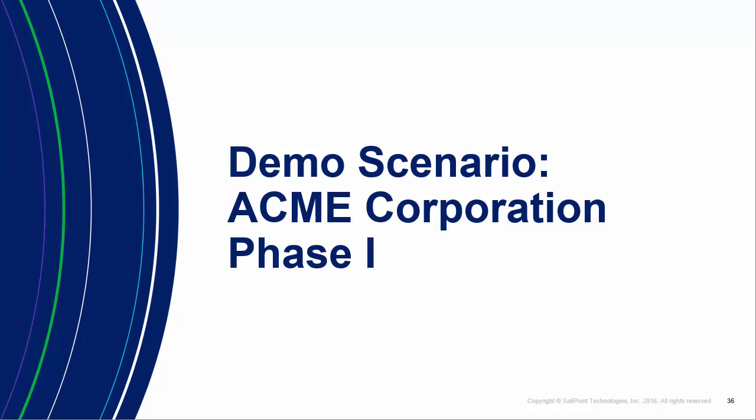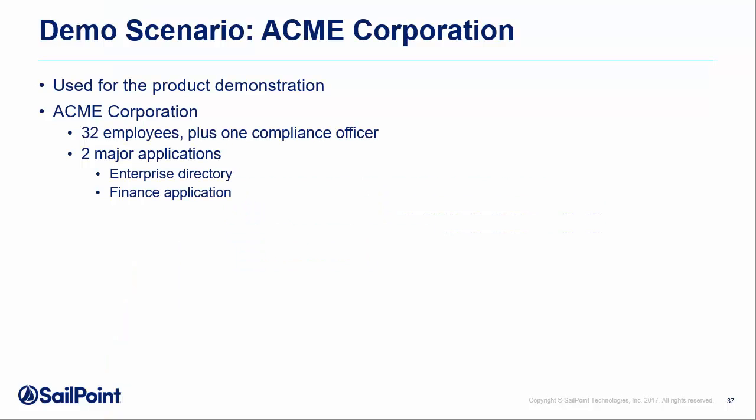Demo scenario, Acme Corporation, Phase 1. Throughout these training modules, we're going to be working with data for a fictional company called Acme Corporation. We'll use Acme for the product demonstrations. Acme Corporation is a company with 32 employees plus one compliance officer. They have two major applications in their IdentityIQ installation, an enterprise directory and a finance application.